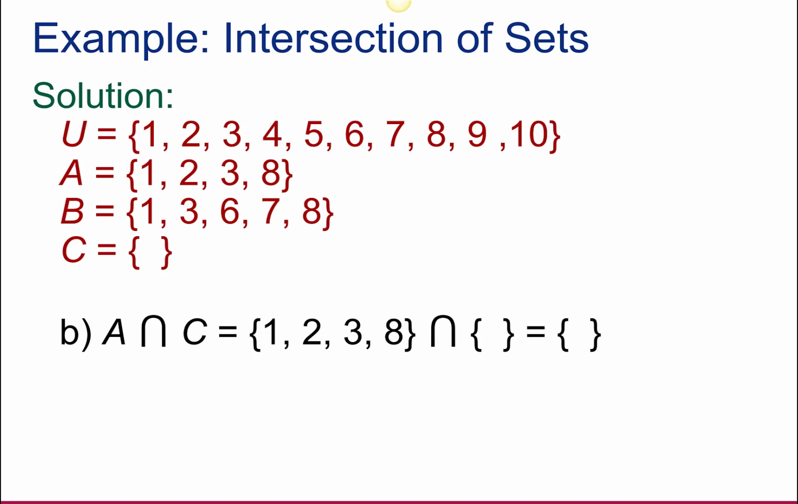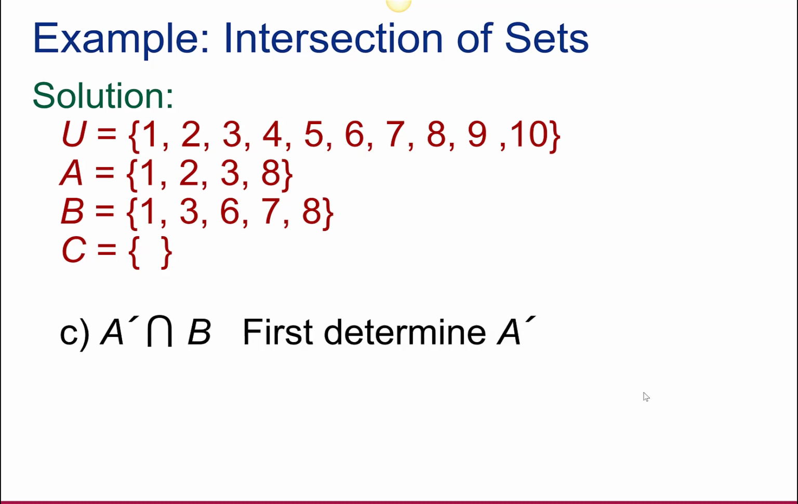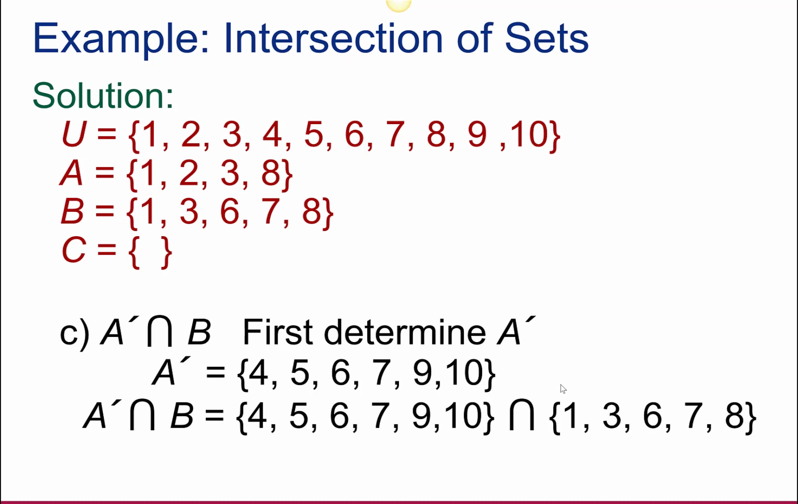Then we want to take the intersection of set A and set C. Now set C has no elements, so when we take the intersection there's nothing in common with both of those sets, so the intersection is actually the empty set. Now we want to take the intersection of A complement and B. First we need to determine A complement. A complement is going to be everything in the universal set not in set A, and that's going to be 4, 5, 6, 7, 9, and 10. Then we want to take the intersection of that with set B. What's common to these two sets is 6 and 7.